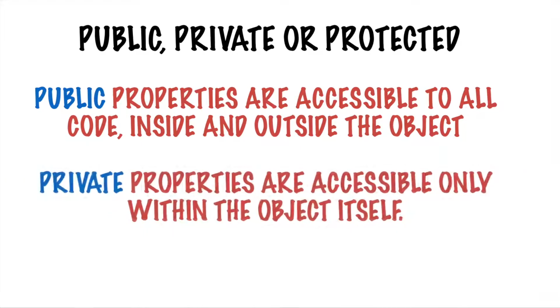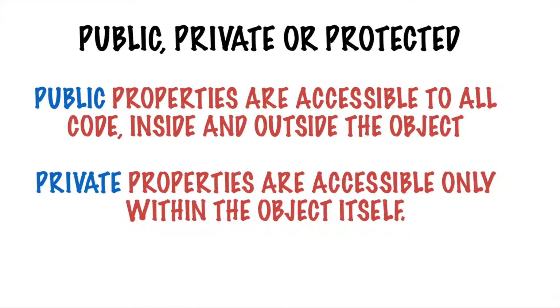Private properties are accessible only within the object itself, which means code which lives outside the object cannot access private properties. They cannot see private properties. They won't know it exists. Accessing private properties would show up as an error.